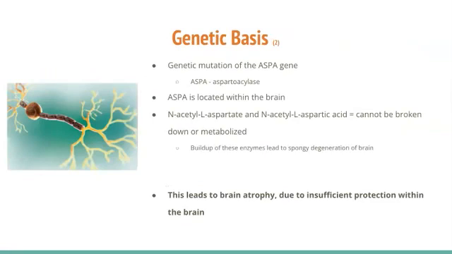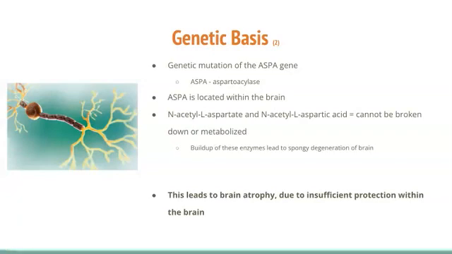Genetic basis. Canavan disease is actually a genetic mutation of the ASPA gene, which codes for aspartoacylase. Aspartoacylase, or ASPA, is located within the brain, and when this mutation occurs, you'll see a buildup of N-acetyl L-aspartate and N-acetyl L-aspartic acid.